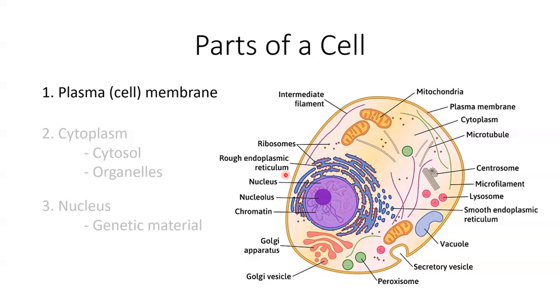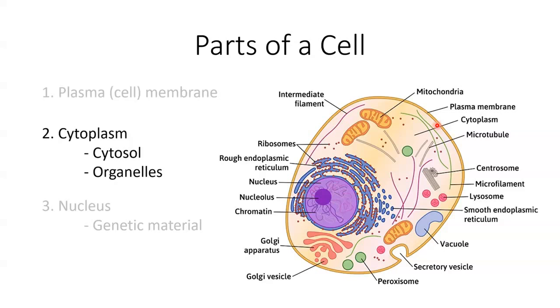So we need to maintain quite a consistent, specific environment within the cell for the cell to carry out its functions. The plasma membrane also plays a key role in communication, so both between cells and between the cell and the external environment.